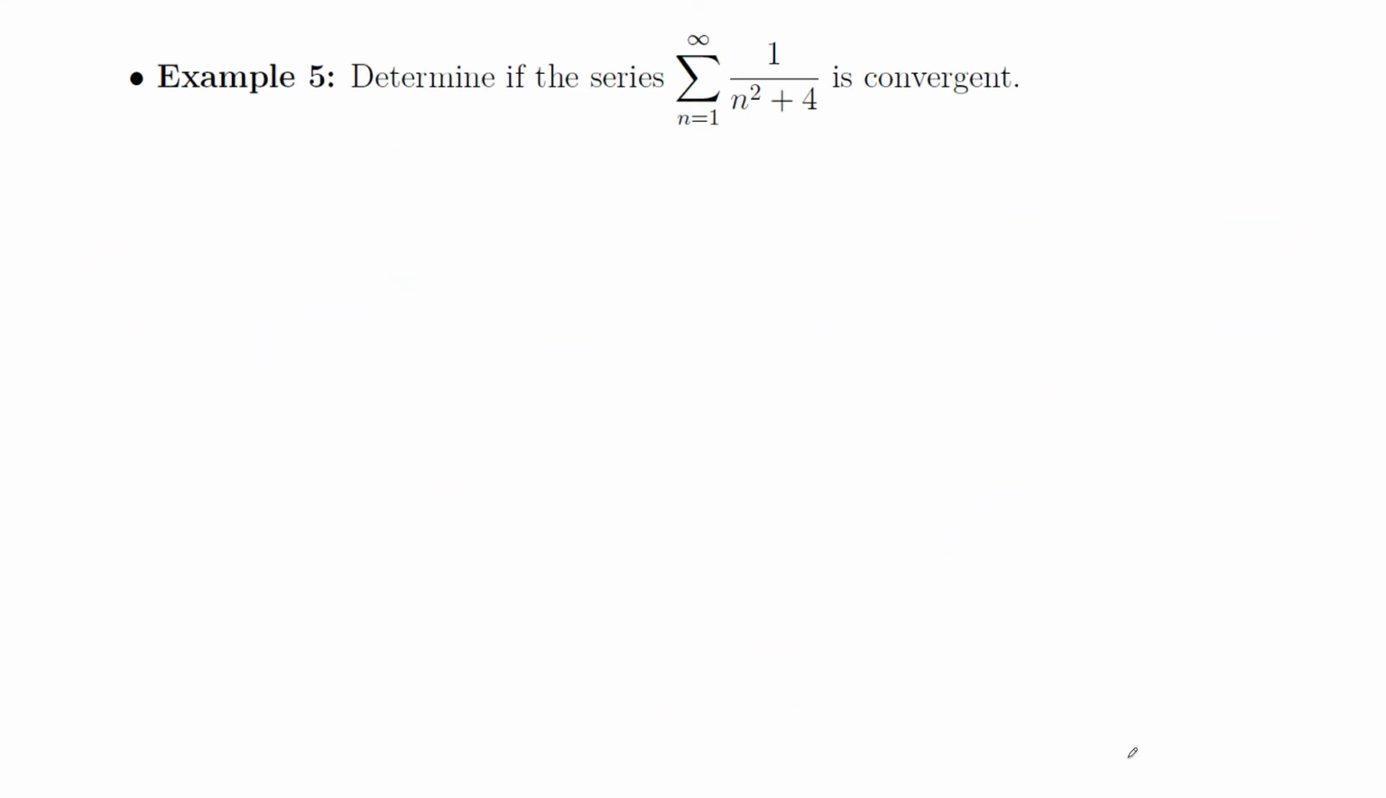All right. So now let's take a look at another one here. So I've got the series of adding up from 1 to infinity, 1 over n squared plus 4. Okay. Now, this problem, I absolutely could do the integral test, right? So I could do f of x is equal to 1 over x squared plus 4. And I could integrate from 1 to infinity of 1 over x squared plus 4. And then I could definitely pull out my table of integrals.